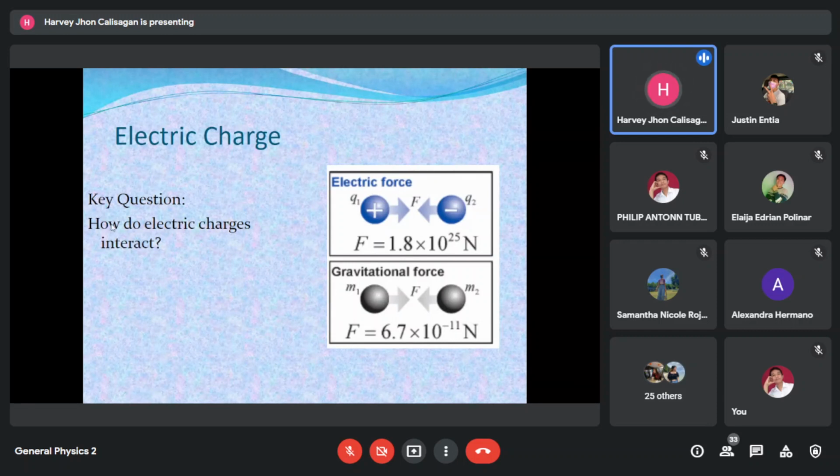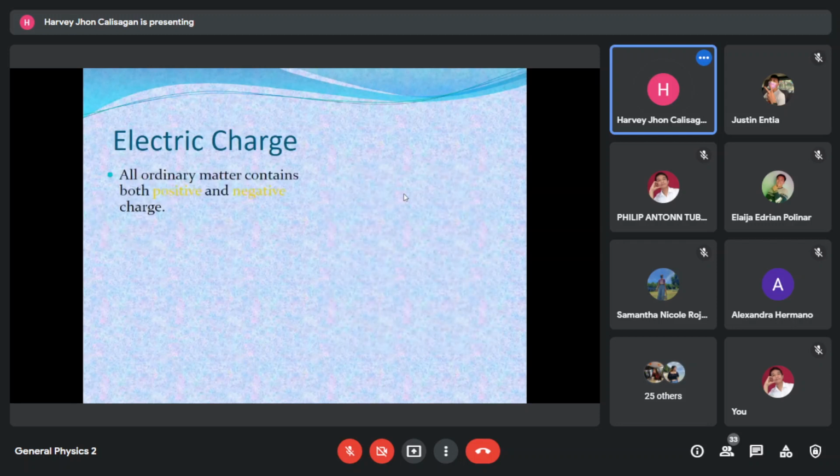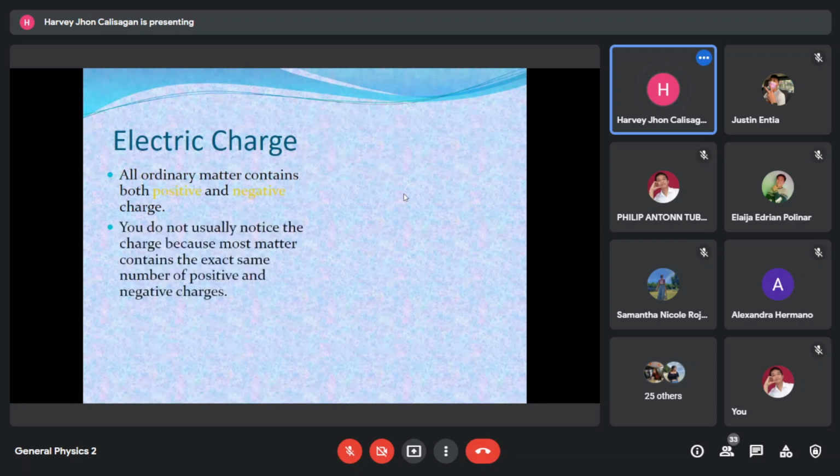So for example, if we have an electric force, a Q1 and a Q2, the force here will be the result of the two combining. It's the same thing as the gravitational force. This is the reason why we need to discuss Coulomb's law. All ordinary matter contains both positive and negative charge. You do not usually notice the charge because most matter contains the exact same number of positive and negative charges. An object is electrically neutral when it has equal amounts of both types of charges.